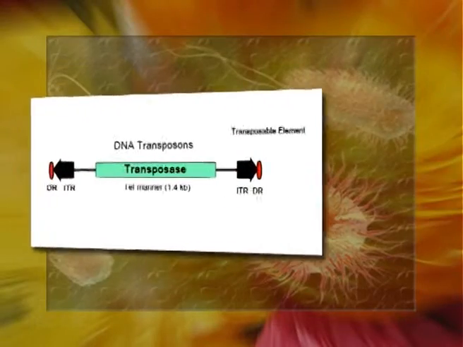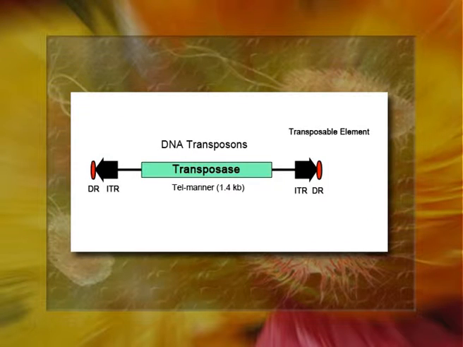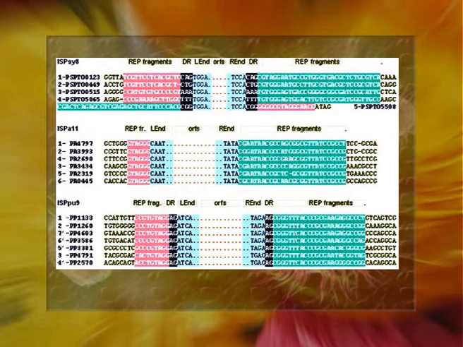Typically, they encode one large open reading frame of 300 to 400 amino acids, and by definition, the protein encoded by this reading frame is involved in the transposition event. Each insertion sequence element is different in sequence, but there are some common features in organization.